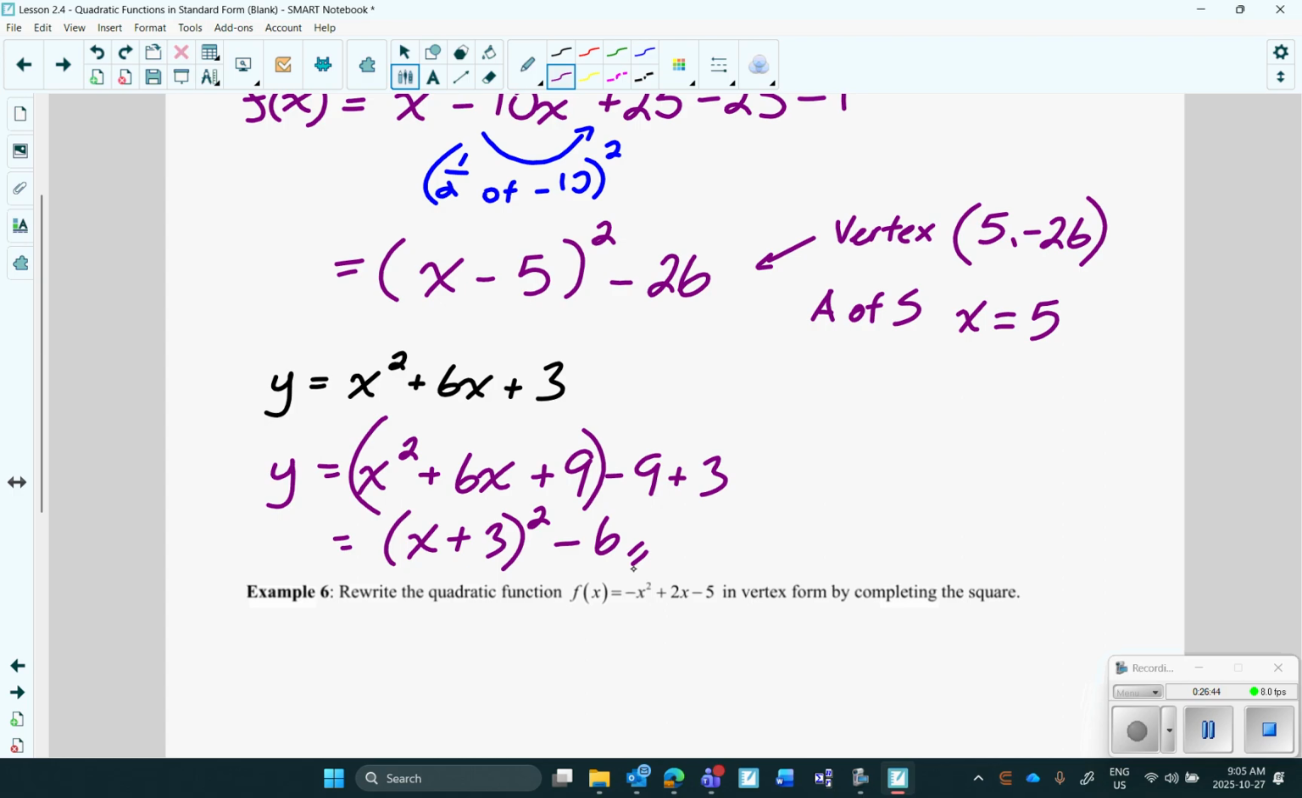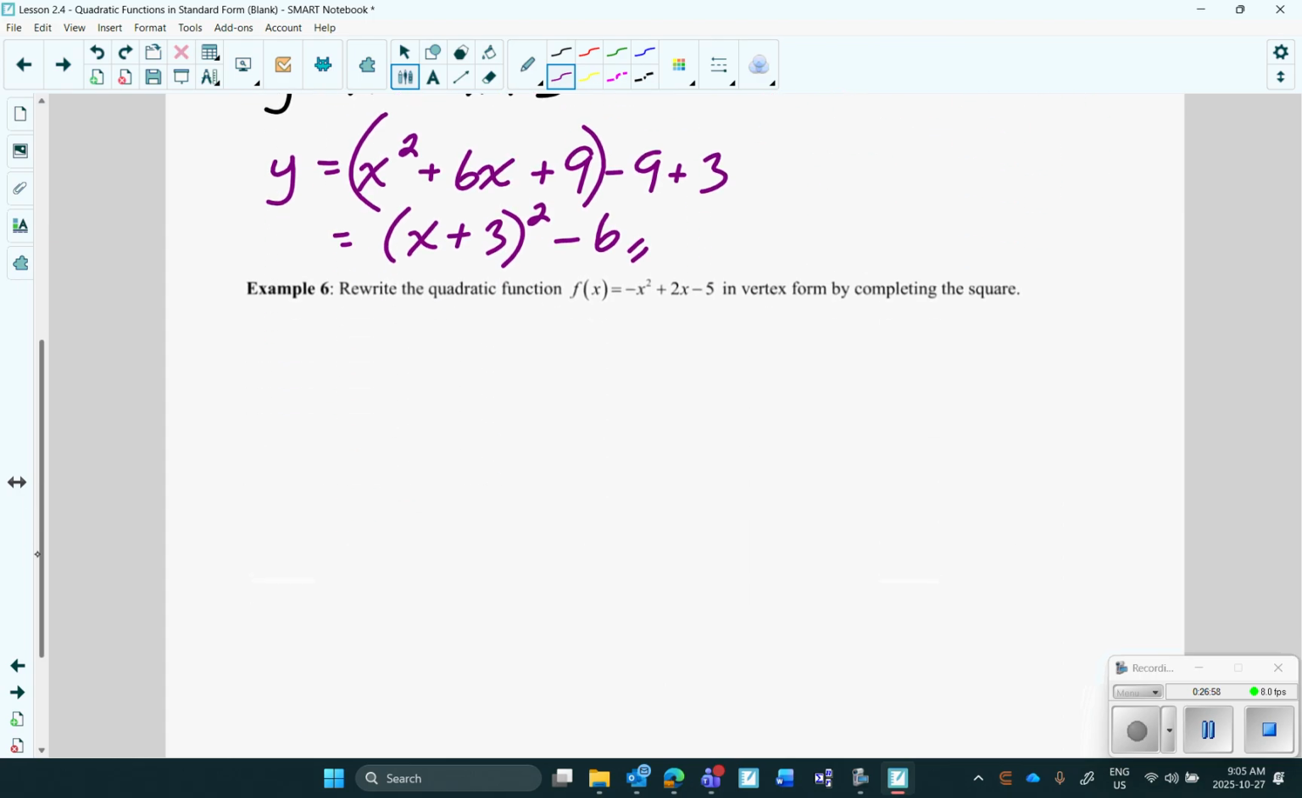Okay, one little wrinkle. What happens if there's something in front? All these other ones we just did, it was x squared, which means that there was a 1 in front. We just didn't write it. How do we deal when there's a negative in front, or a number in front, or both? Okay? Here's what we have to do.